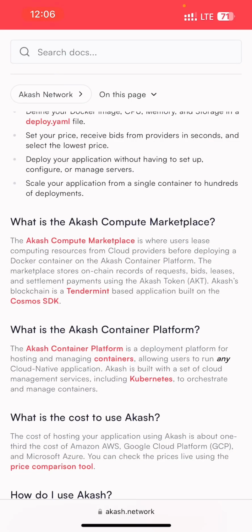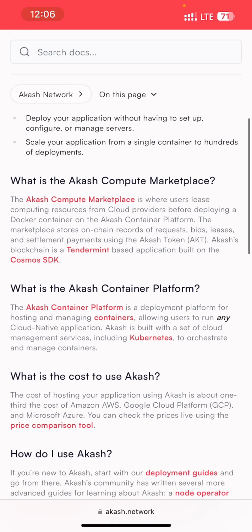So what is the cost of using Akash? The cost of hosting an application using Akash is about 1/3 of the cost of Amazon. I'm very sorry guys, I'm familiar with Amazon. Yeah, it's Google Cloud platform that's GCP and Microsoft Azure. You can check the prices live using the price comparison. So they have a live comparison where you can check the live prices and know the cost to use Akash.